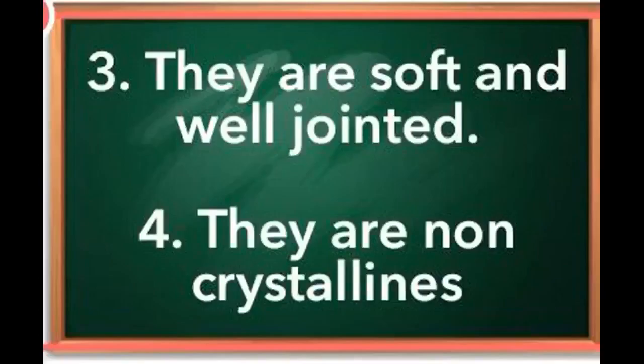These rocks are also soft. They are soft and well jointed. So you can see the joints in the rock structures, and if you touch them, they look soft. They are not so hard, they are soft. Also, these rocks are non-crystalline. They don't form crystals. So these are the characteristics of sedimentary rock.